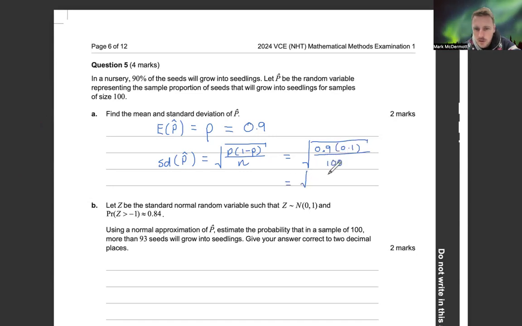Okay, and this is calc free, right? So you need to be able to work this out. So this is 0.09. Is that right? 0.09 divided by 100. So it's the square root of, if you take the square root of 0.09, you get 0.03 on 10, which is 3. And just do a sanity check.